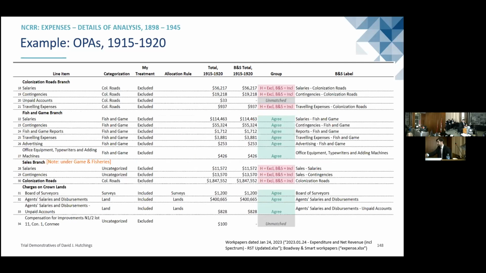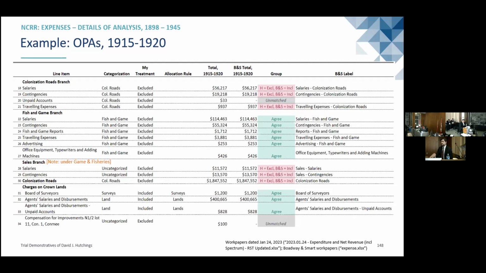As we discussed earlier, I don't include expenses for colonization roads. They were directed at those other benefits. And so that's why we have a pink color in the group, or red, I'm not sure, that says H equals EXCL, excluded, Bodwin and Smart equals INCL, included. So these kind of things we disagree on. That's lines 18 to 21.